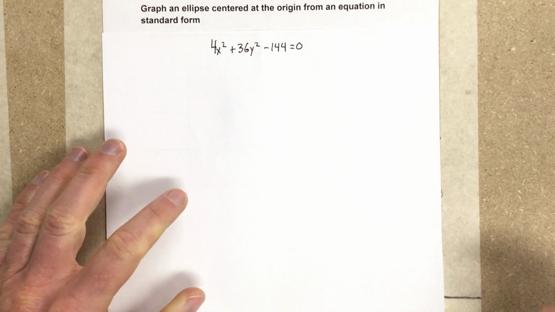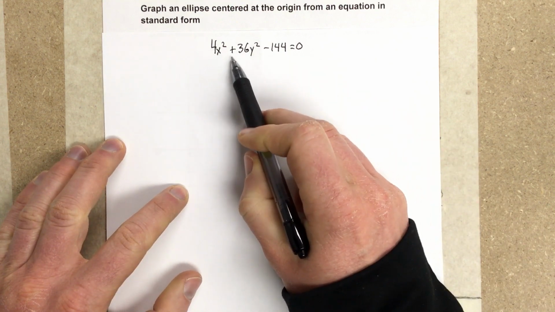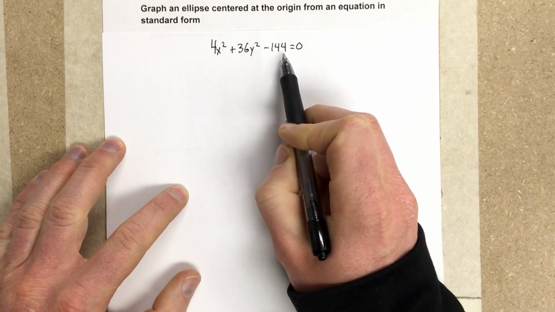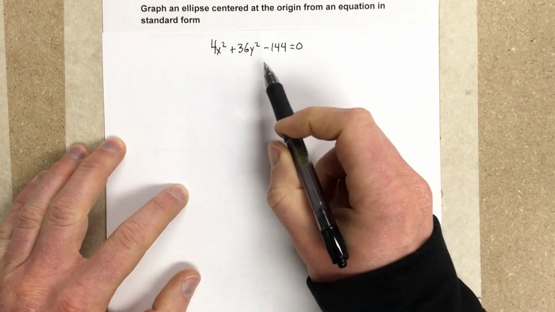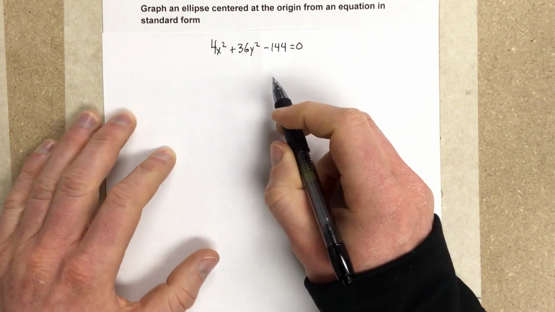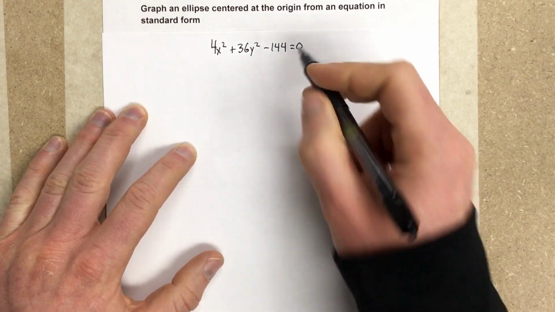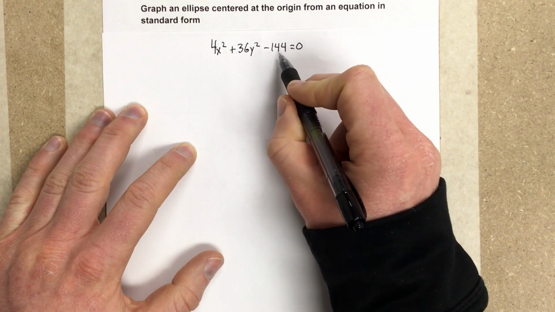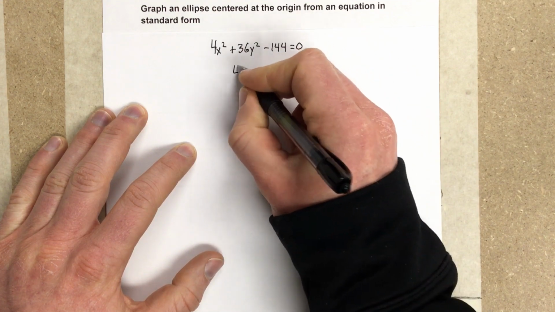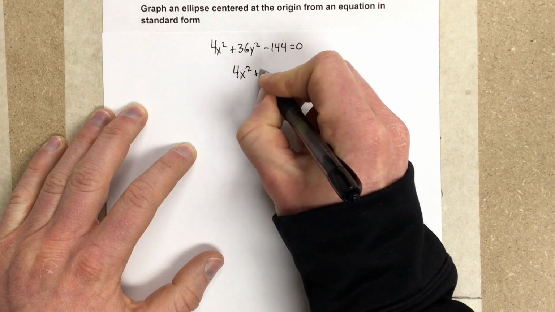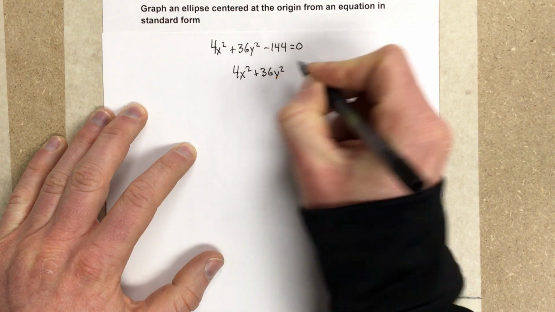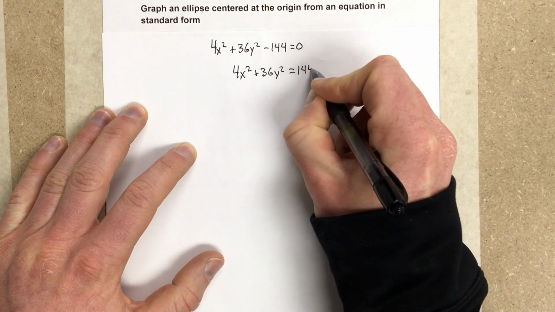In this video, we're going to graph an ellipse centered at the origin from an equation in standard form. They give us an equation 4x squared plus 36y squared minus 144 equals 0. And this is definitely not in standard form yet. So we need to put it in standard form. And I'm going to do that by adding 144 to the right side. So I get 4x squared plus 36y squared is equal to 144.